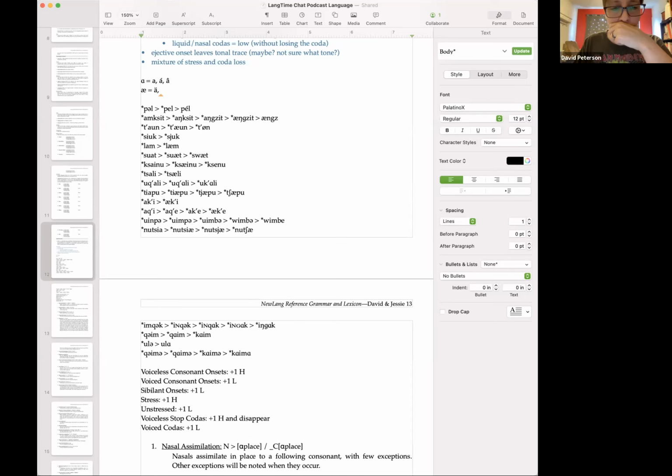And then it's going to disappear. Oh, my goodness. Oh no, David's going to cut me off. But it's got a voiced onset, which is one low. So we've got two high, one low. So high still wins out. And so that will be a high tone on that syllable.